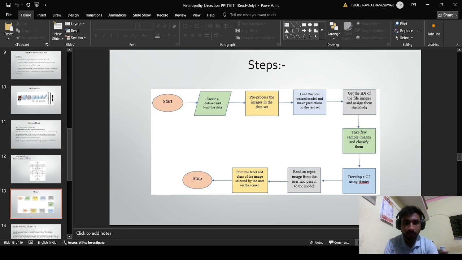The next step is to create a database and load the data. The data containing the labeled images is created or obtained. The data is then loaded into the environment for processing. The next step is to pre-process the images in the dataset.